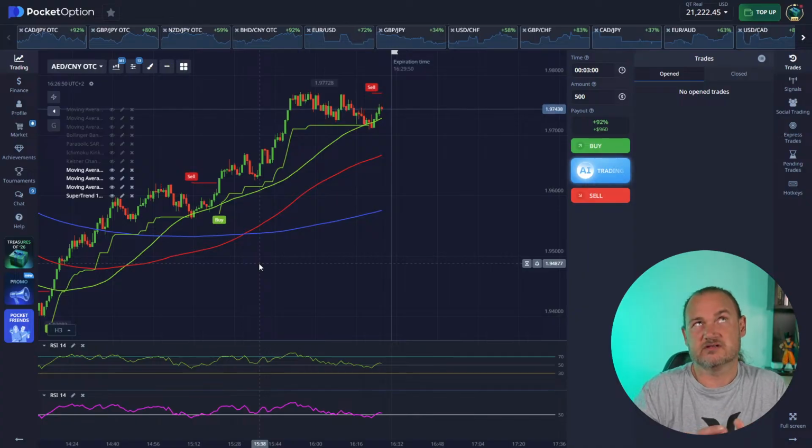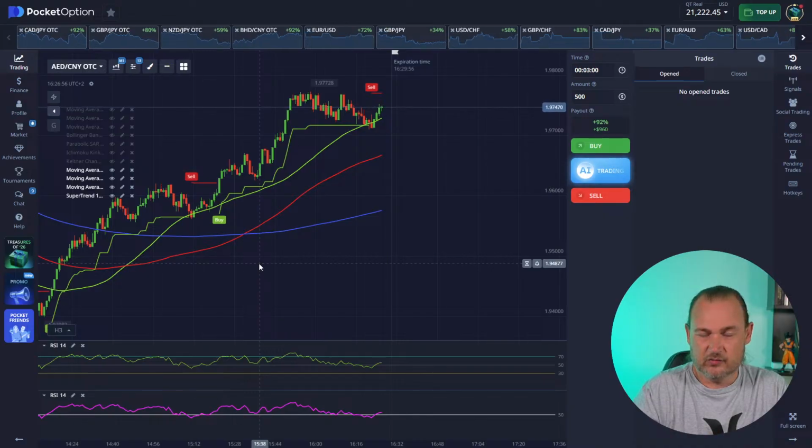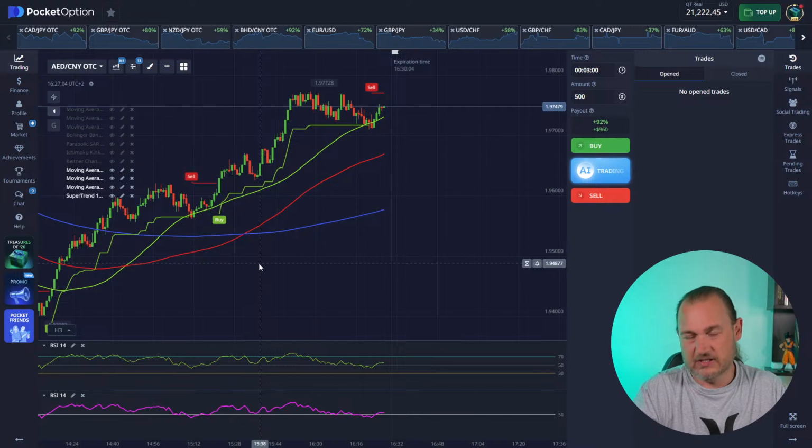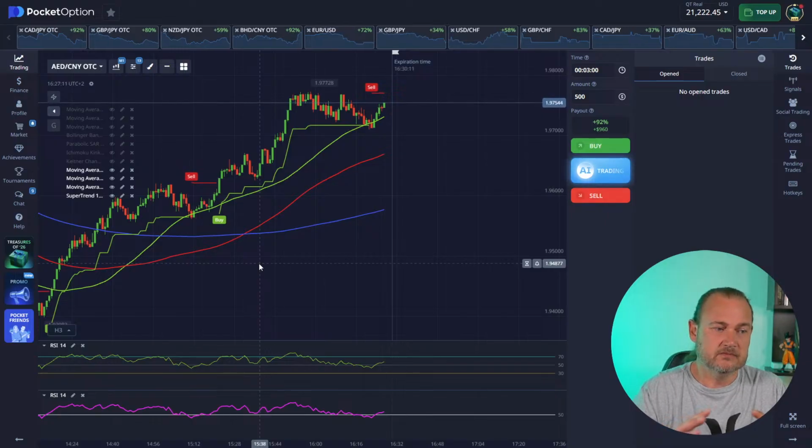As long as you understand that you want to use the RSI for momentum. As long as the RSI is above the 50 line, we have bullish momentum, period. As long as the RSI is below the 50 line, we have bearish momentum, period. Don't go against it.